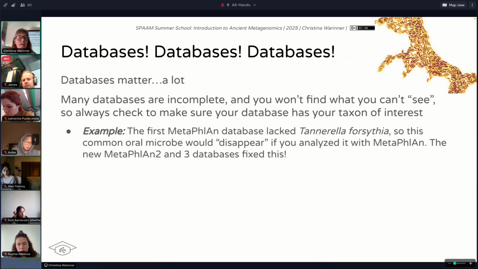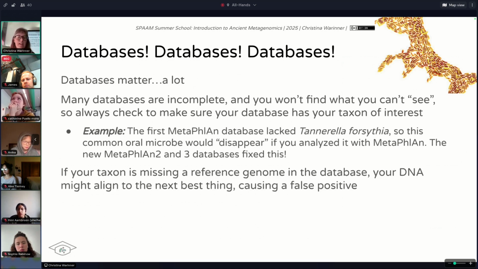The first Metaphlan database lacked the genome for Tannerella forsythia, which is a really important oral microbe in the mouth. And so this common oral microbe would just disappear from your analysis if you analyzed it with Metaphlan. The new Metaphlan 2 and 3 databases and Metaphlan 4 fix this. It's now included, so it is detectable. But in the beginning, we couldn't figure out why every time we profiled with Metaphlan, all of our Tannerella forsythia would disappear from our data set.